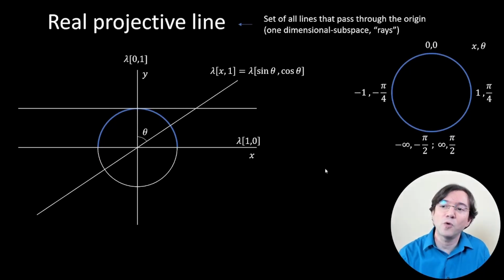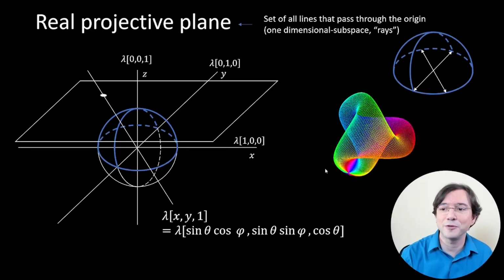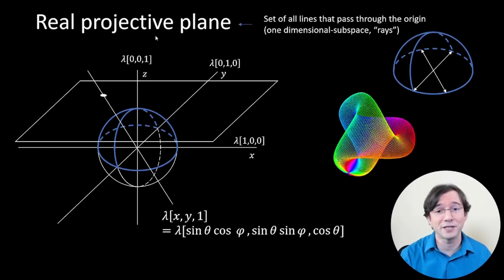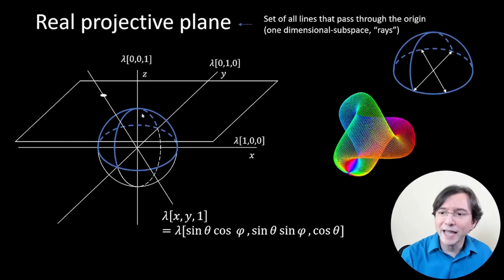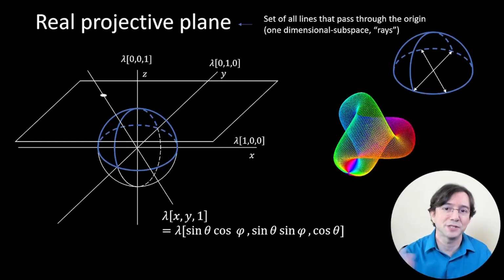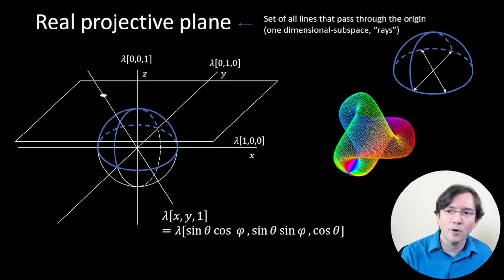So let's see how it works if we increase the dimension and look at the real projective plane. So again, similarly, we take the plane that is at z equals 1. And now for each point on the plane, we are going to be able to connect it to the origin, and we're going to get a one-dimensional subspace, which is a line. And so that's going to correspond to one point in our projective plane.